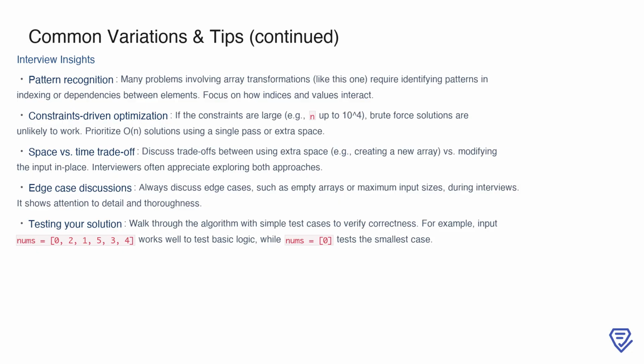Speaking of space, understanding the trade-off between time and space is crucial. For example, creating a new array may simplify the logic but increases space usage, while in-place modifications save space but may not always be permissible. Interviewers also value thoroughness, so discussing edge cases such as empty arrays, arrays with maximum input sizes, or other boundary conditions can leave a strong impression. Lastly, testing your solution is vital. Simple test cases, like nums equals [0, 2, 1, 5, 3, 4], are excellent for verifying basic logic, while edge cases like nums equals [0] ensure the smallest inputs are handled gracefully.